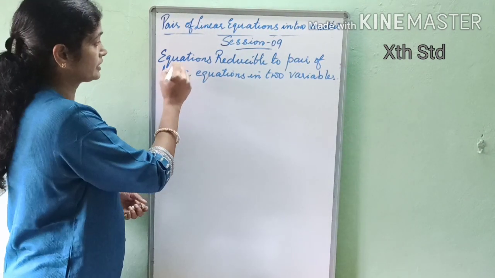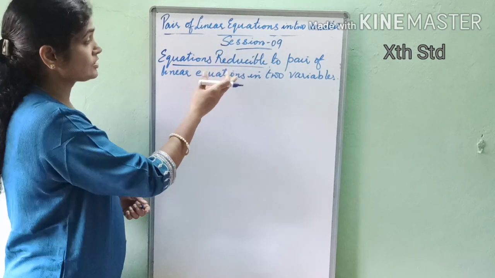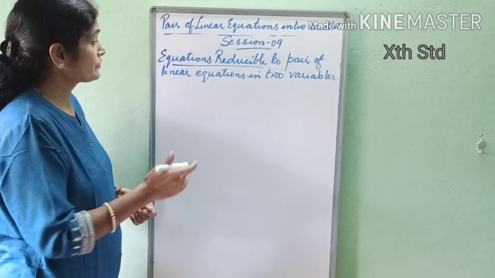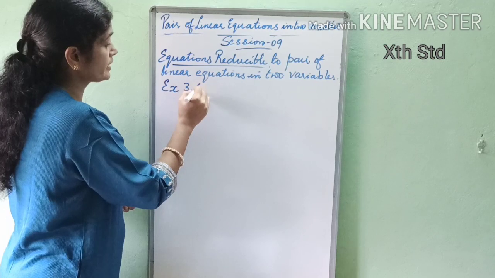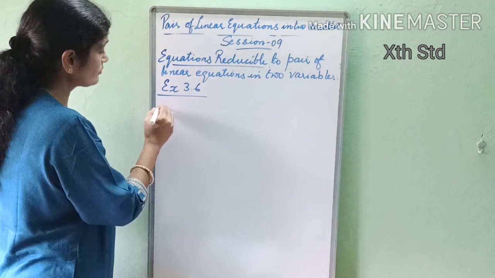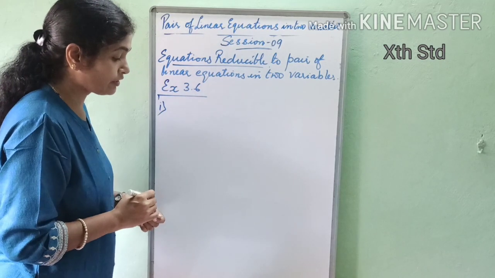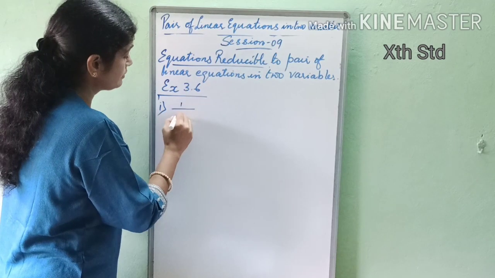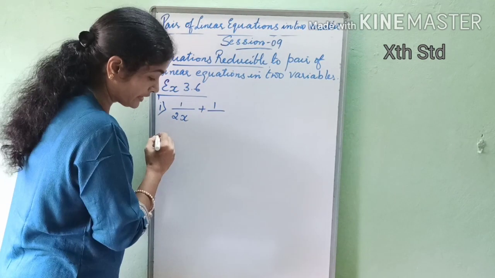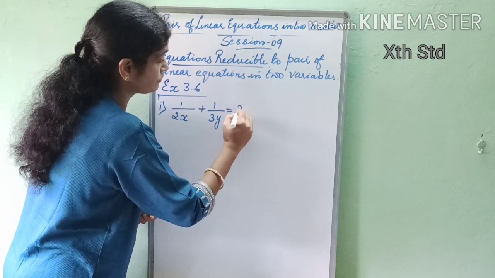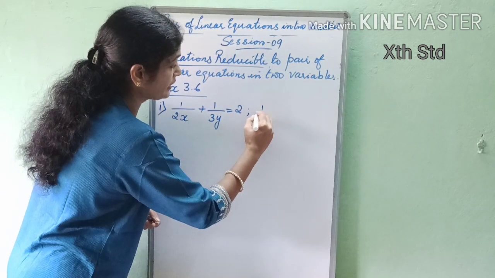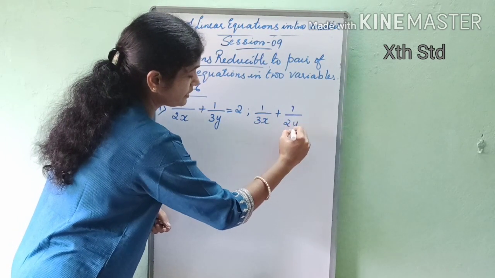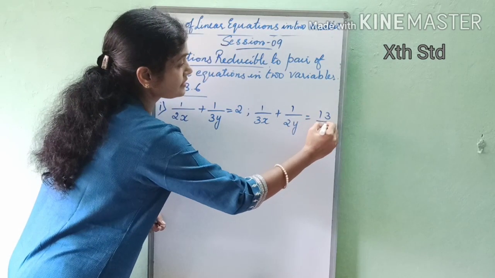Okay, so to start with, to reduce the equations into linear equations in two variables, let's start with the exercise questions itself. If you look at exercise 3.6, first question, they say solve the following pair of equations by reducing them into a pair of linear equations. First question: 1 by 2x plus 1 by 3y is equal to 2, first equation. Then the second one: 1 by 3x plus 1 by 2y is equal to 13 by 6.